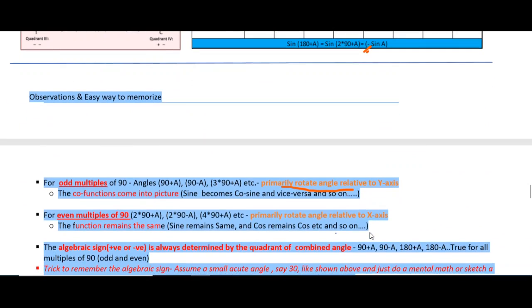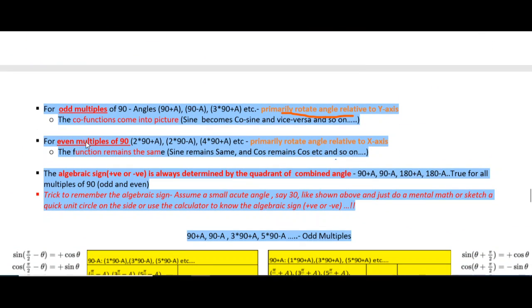So these are three simple rules. For odd multiples, cofunctions come into play. For even multiples, cofunctions do not come into play, and the algebraic sign will be the sign of the bigger angle of whatever is the function, right?